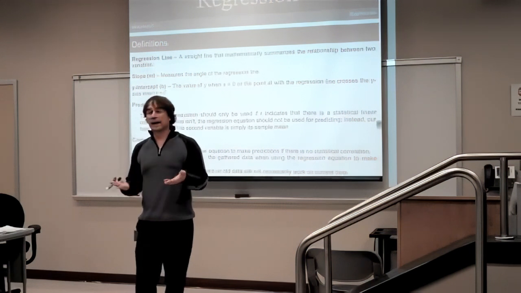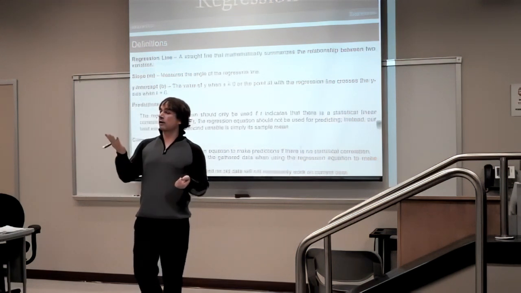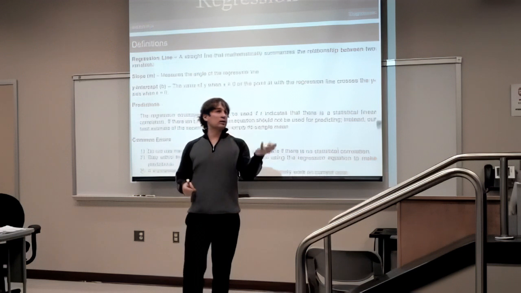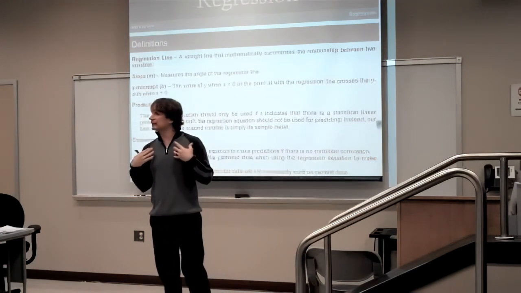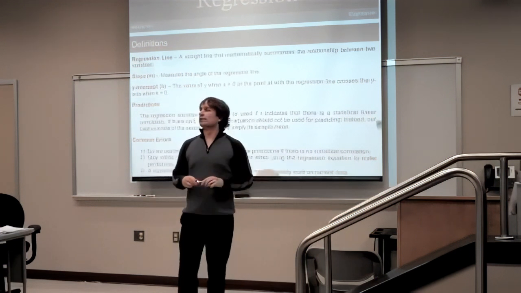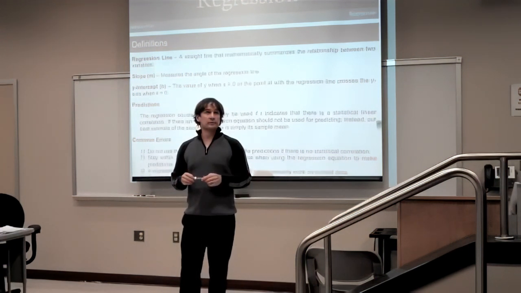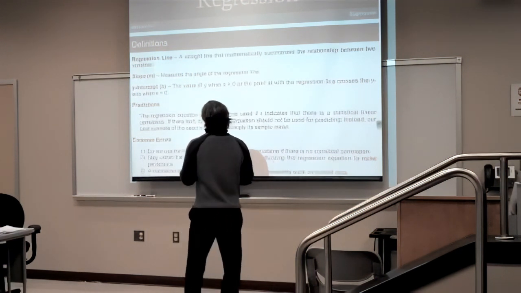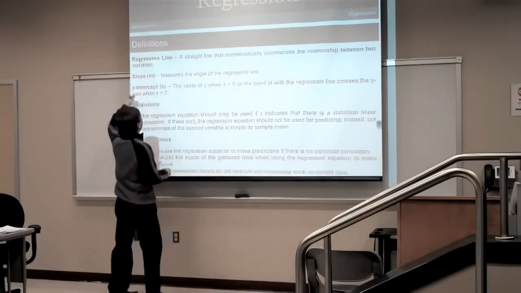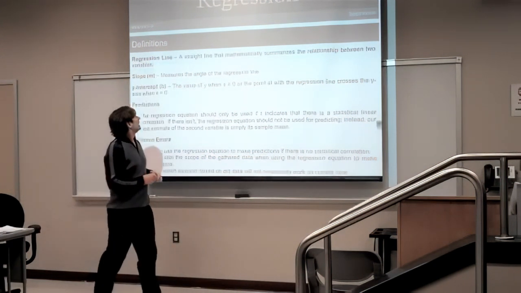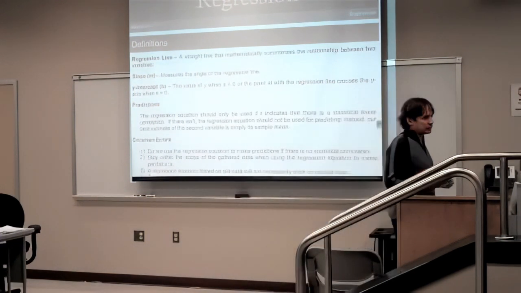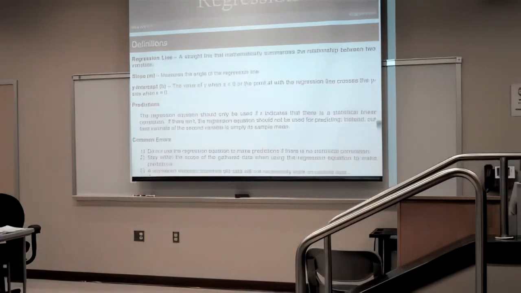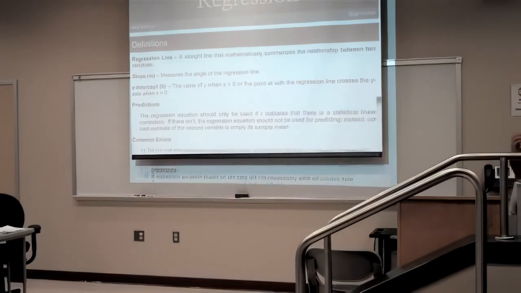For example, if I have a regression formula for the size of a house and what it should sell for, I can plug my house's size in, and it will predict how much it should sell for. So that's what regression allows us to do. So, definitions. A regression line is a straight line that mathematically summarizes the relationship between two variables. So this is what's going to happen with a regression.